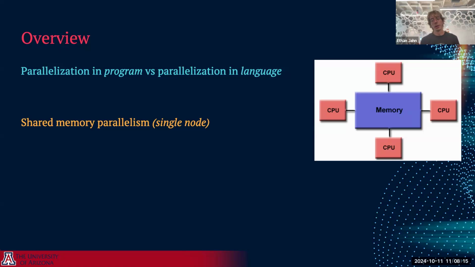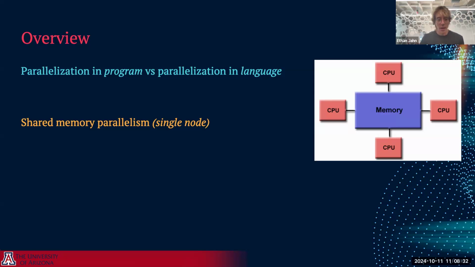So this makes interprocessor communication much simpler. And this would exist as a single node. So on Puma, for example, you have 94 CPUs on a single node. So you can have shared memory parallelism of up to 94 CPUs.